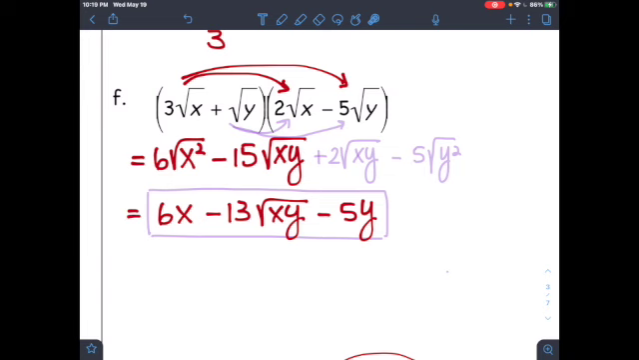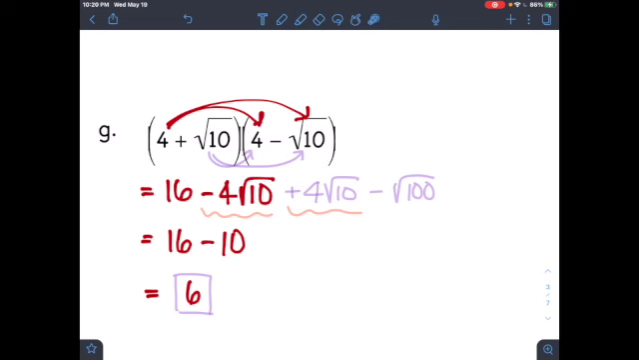Then we're going to combine like terms. Right here, I notice I can simplify x squared, and the square root of x squared is x. This is a negative 15 root xy, and this is a positive 2 root xy. So root xy and root xy, the same thing. Combine them, negative 15 and positive 2 is going to give you a negative 13. Then you have negative 5 root y squared, the square root and the square cancel out, so that comes out. So that's going to be minus 5y, and that is your answer for letter F.